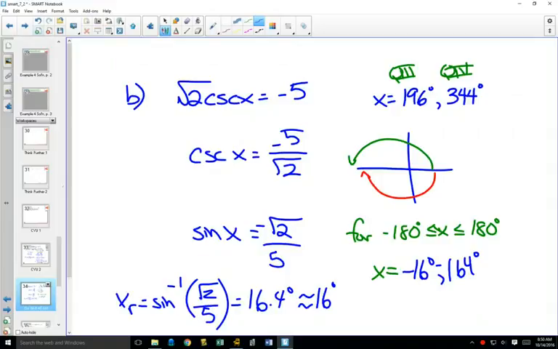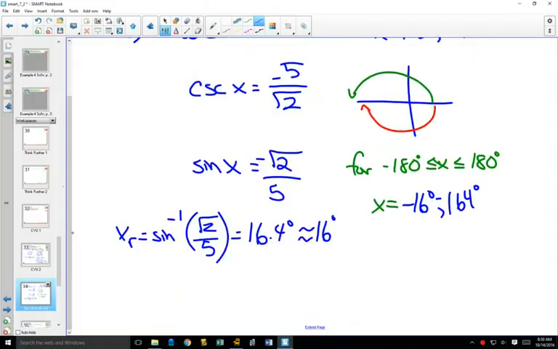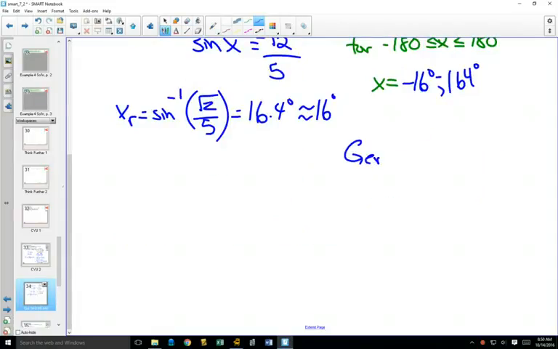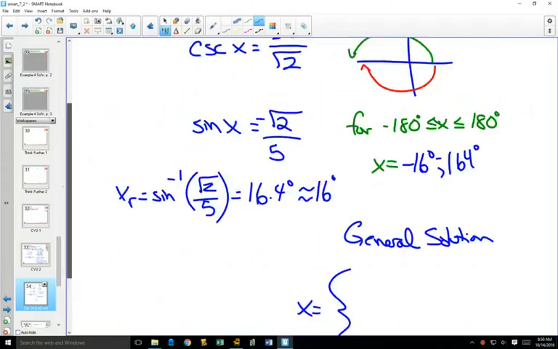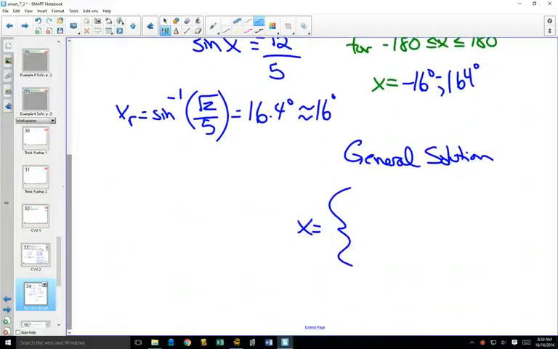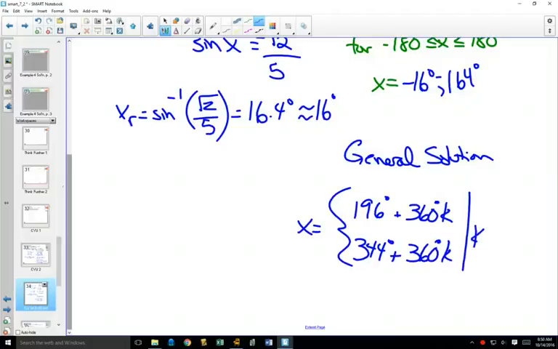And now for our general solution, we could take those two answers that we got from 0 to 360, 196 and 344, and just add 360 degrees times k to write all the coterminal ones with that.